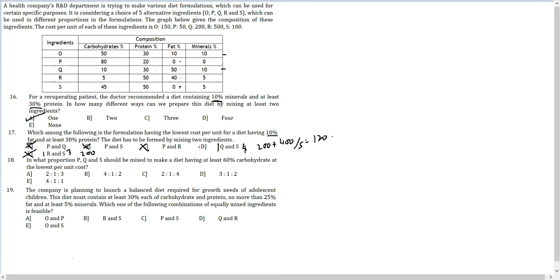So E is cancelled. Answer will be option D. Let's go to question 18.